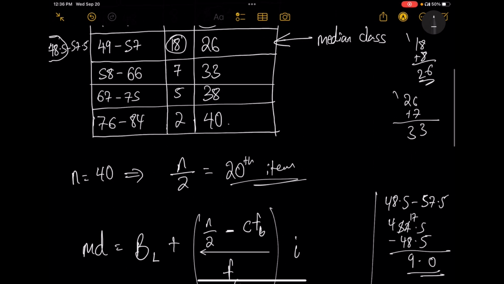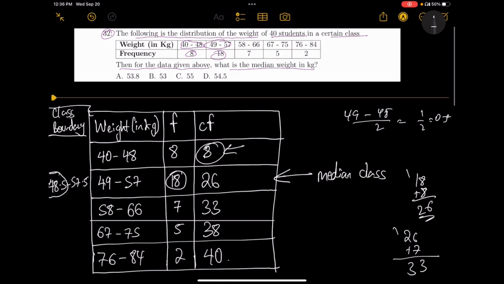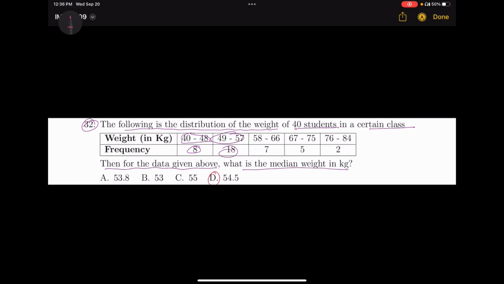This is the median of this. Therefore, the answer is D, 54.5.